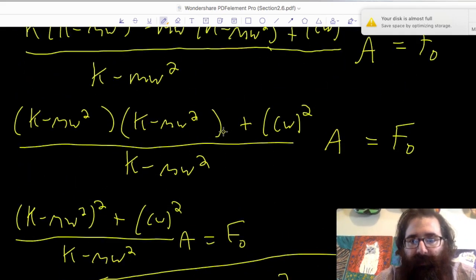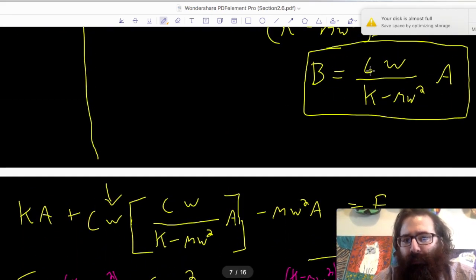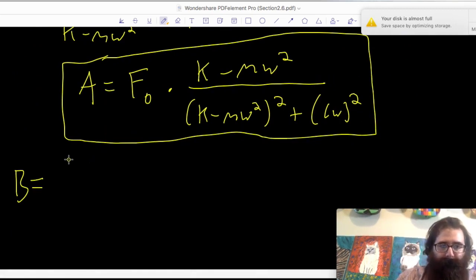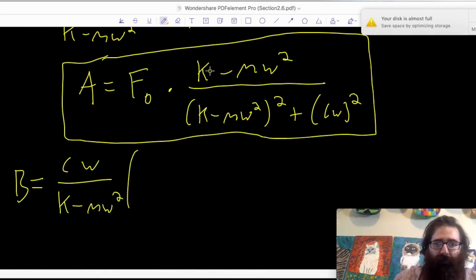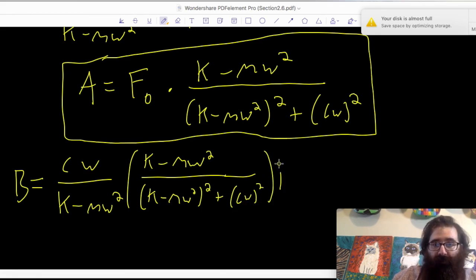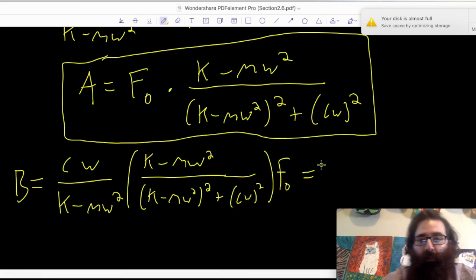What was the relationship? My substitution said b was c omega over k minus m omega squared times a. So c omega over k minus m omega squared times a, but a is this thing, which is, let me write this stuff first, k minus m omega squared over (k minus m omega squared) squared plus (c omega) squared times f sub 0. And what does this give me for b?